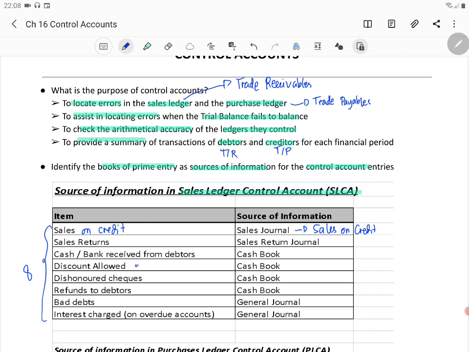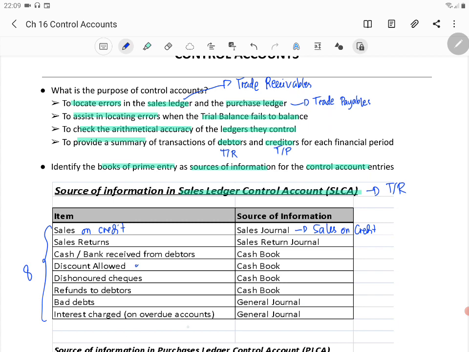Bad debts. Bad debts is affecting TR. We have learned this bad debts before in semester 1, and bad debts affecting TR to be decreased. And sales ledger control accounts is controlling TR, or checking TR. So bad debts, of course, affecting SLCA. And bad debts information coming from general journal.